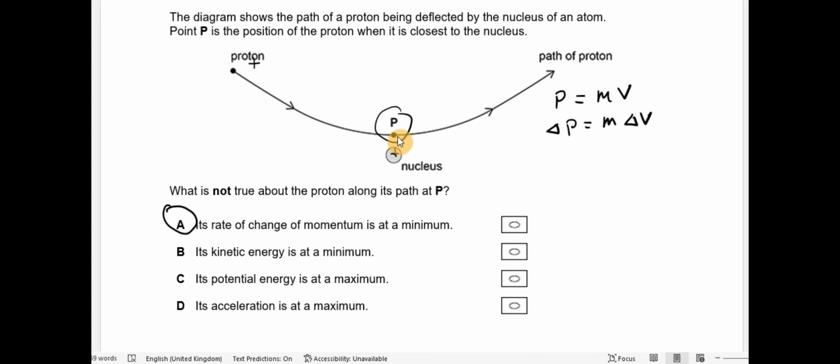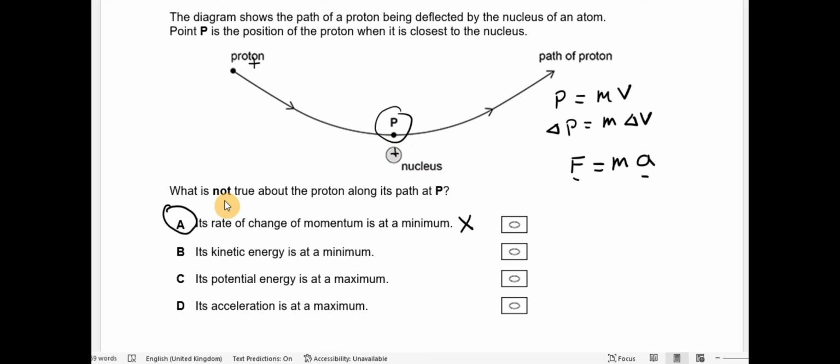Well, at this particular point, the force between the proton and the nucleus is going to be at its maximum. And we know that the force is proportional to the acceleration. So if the force is at its maximum, the acceleration is going to be at a maximum. So it's going to have the largest change in velocity, therefore the greatest change in momentum. So its rate of change of momentum is at a minimum? No, absolutely not. Its rate of change of momentum is actually at the maximum at point P.